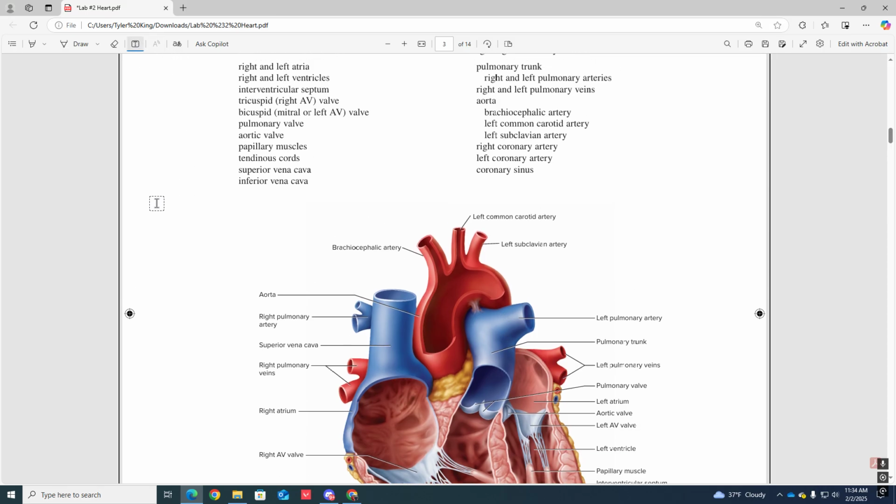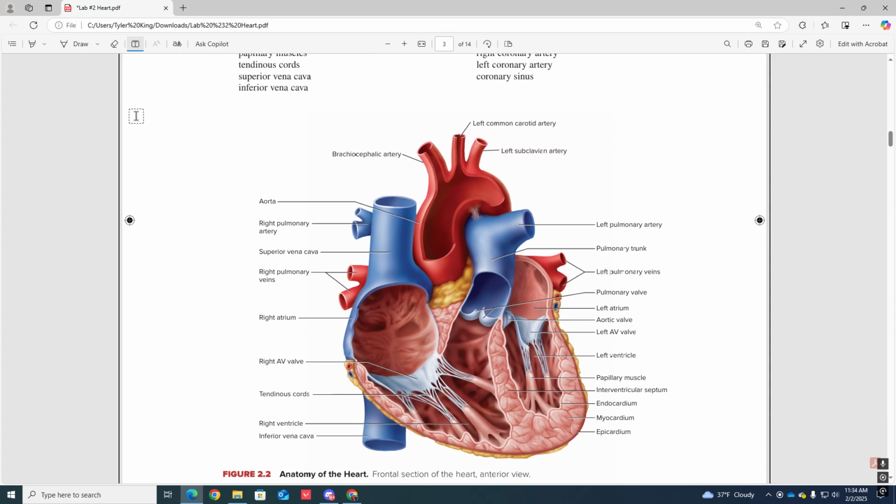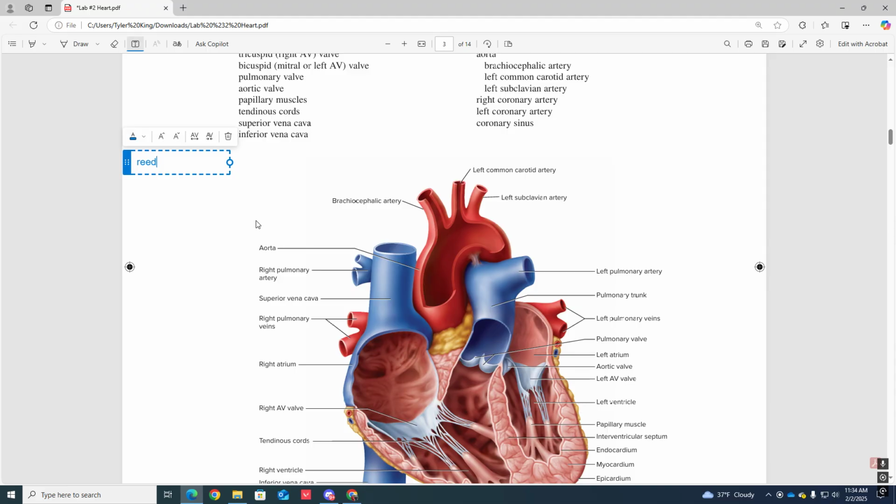If you see any red vessels in here, what the red is signifying is that that is oxygenated blood, okay? Meaning that this blood that is being shipped out through these vessels has already been to the lungs and been oxygenated by the lungs, okay? So the blood is enriched with oxygen.